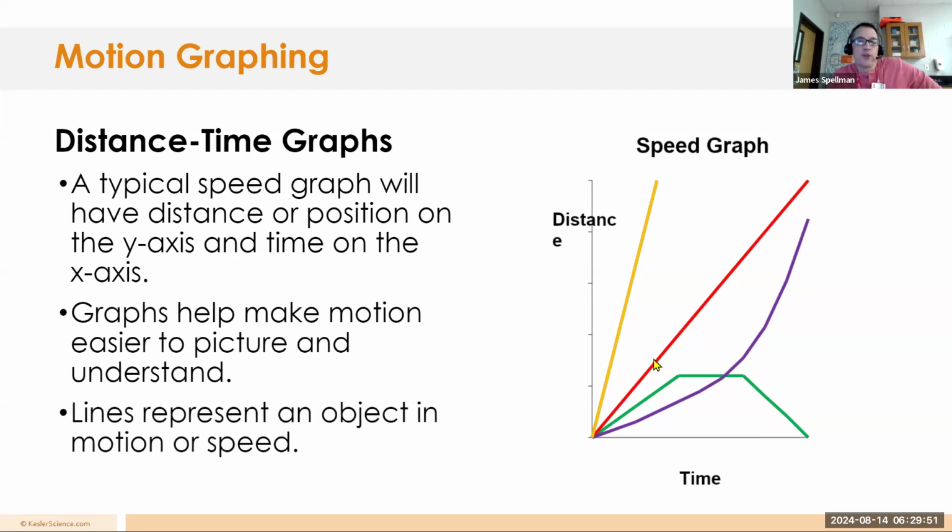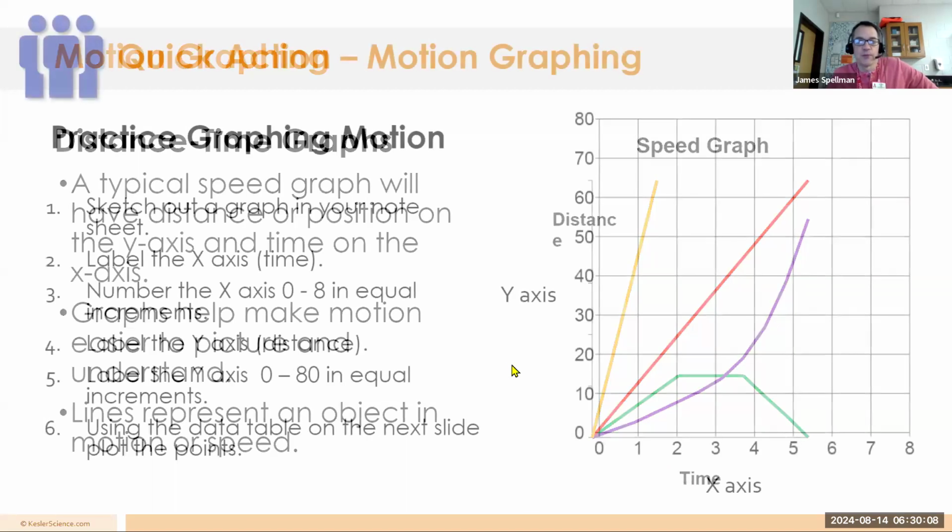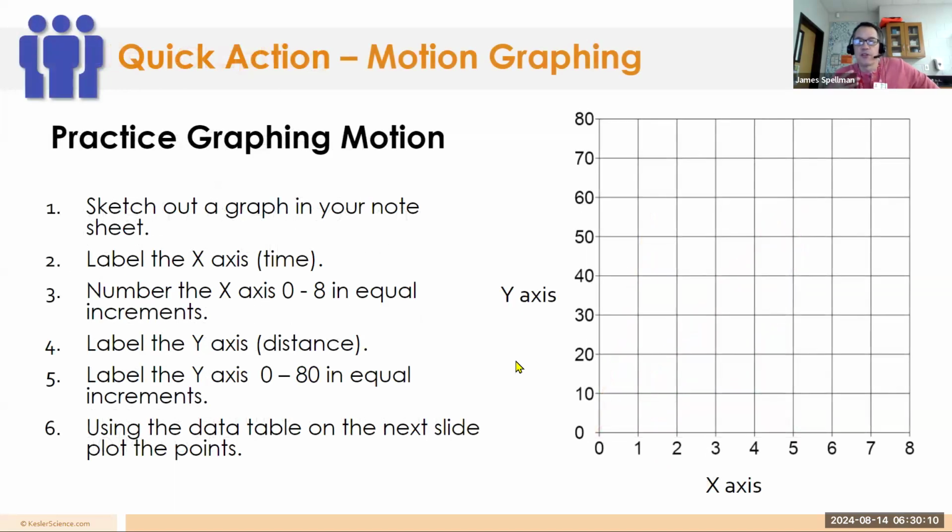The other thing we can interpret from the line is kind of the rate, or how much time it is taking for something to change distance, because distance and time relate to speed. So these pictures also don't just show us where something is, but they're also showing us how fast something is moving. So I want you to take a moment for this slide and the next slide to just sketch it out and make a graph.